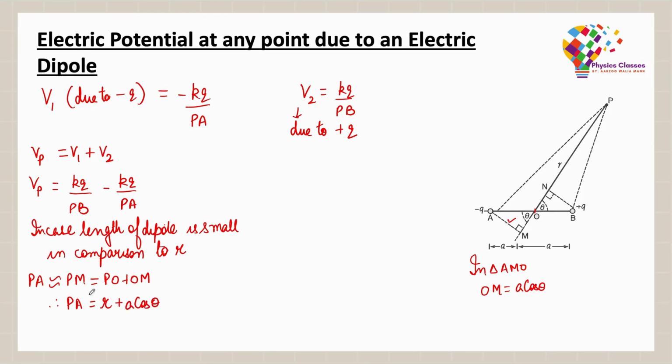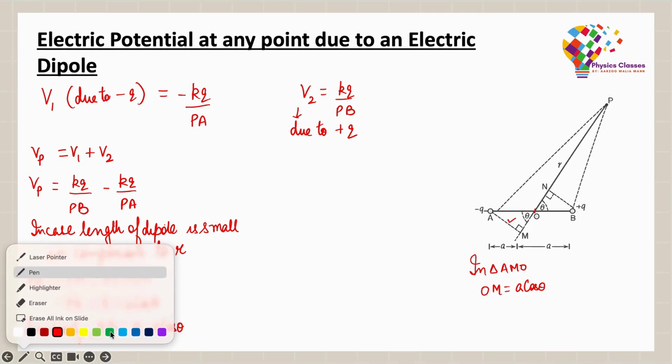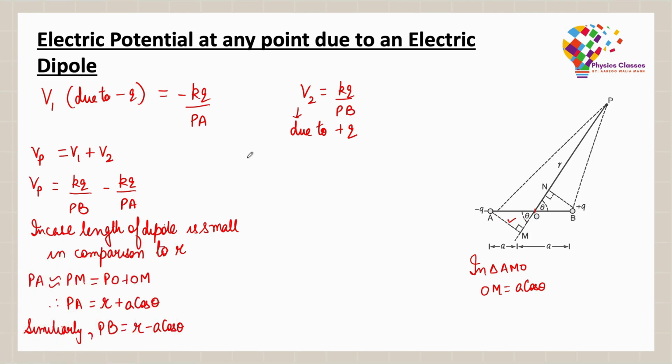By using a similar logic, I can similarly say that the value of PB will be equal to r minus a cos theta. So now I've got the value for PA and PB. Therefore, let's move on further and let's start substituting it.